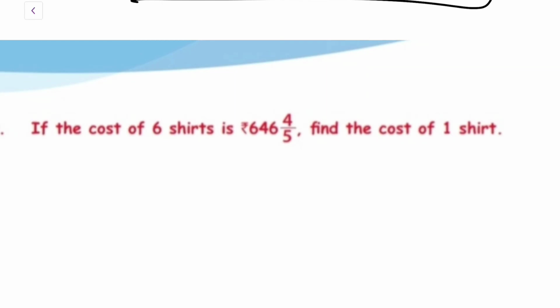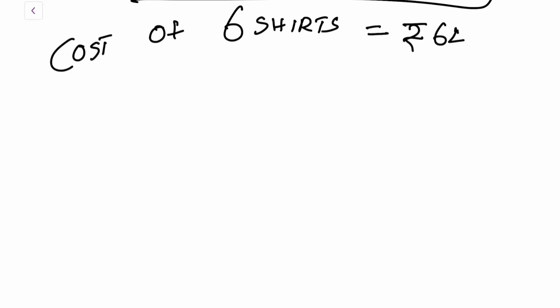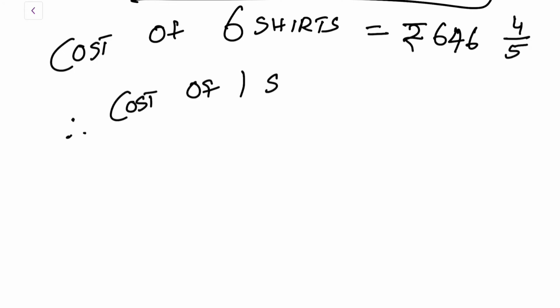Here's the 5th question. If the cost of 6 shirts is 646 rupees 4 by 5, find the cost of one shirt. Okay, they've given the cost of 6 shirts. How much did they give the cost as? Rupees 646 4 by 5. Now they're asking you to find the cost of one shirt. Therefore, cost of one shirt. Can you guess how to do it?